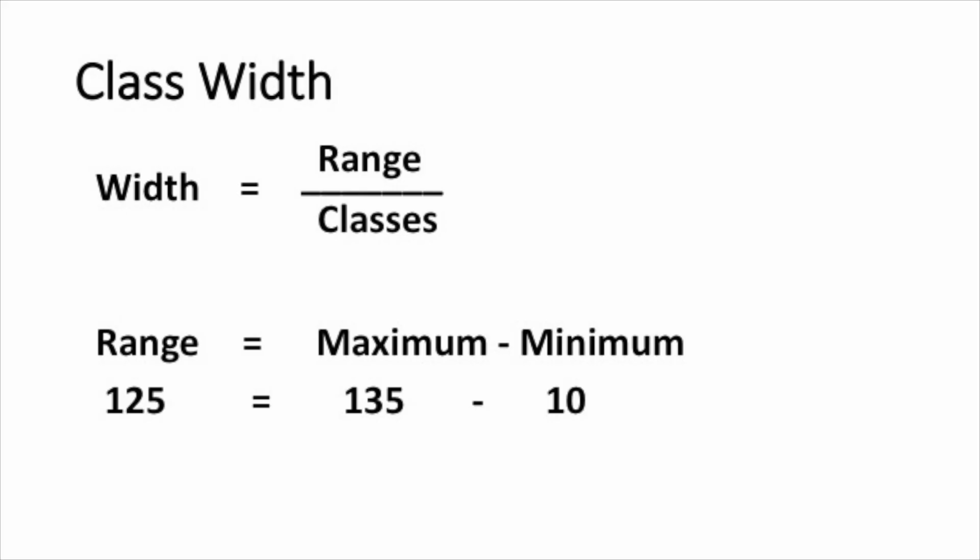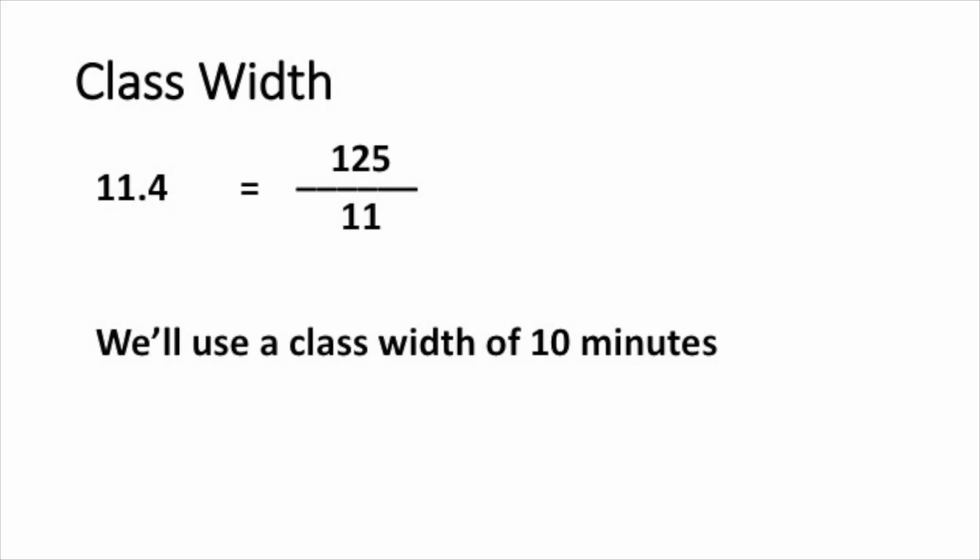To determine the class width, you take the range of the variable, which is the maximum minus the minimum, and divide it by the number of classes. So the range for the variable that we're studying is 125, because the maximum value is 135 and the minimum is 10. So if you take 125 and divide it by 11, which is an appropriate number of classes to use, you get a suggested class width of 11.4 minutes. So what we'll end up doing is we'll actually round that down and we'll use a class width of 10 minutes.